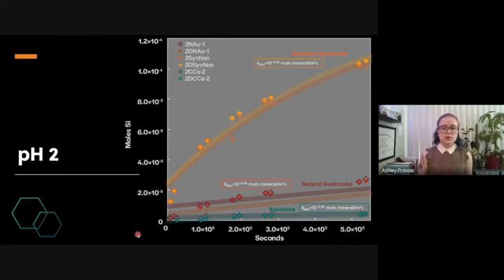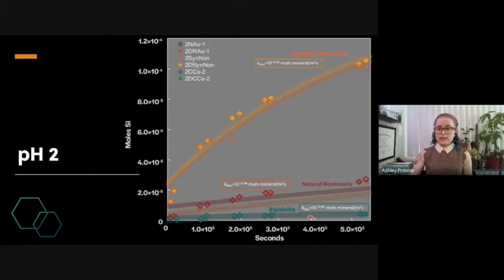These are some preliminary data for experiments conducted at pH 2. The y-axis is moles of silica, and the x-axis is time in seconds. Right off the bat, we'll notice that the synthetic non-ternite is releasing a lot more silica into solution and dissolving a lot more quickly than the natural non-ternite. This is to be expected. Synthetic minerals tend to be a lot more amorphous and a lot more pure, so it's going to be easier to break those bonds, and it's going to have a lot less interference in dissolution without having contamination in the crystal structure.